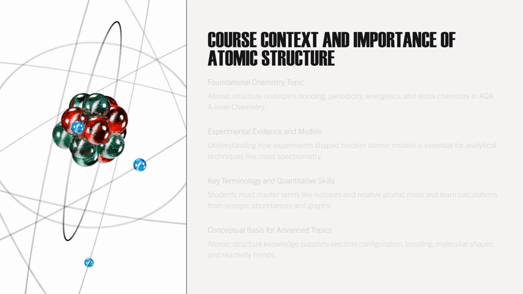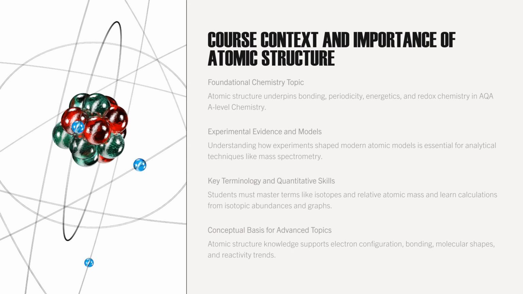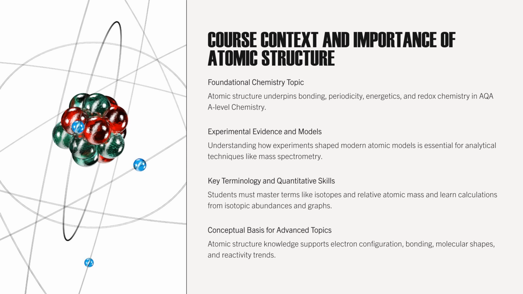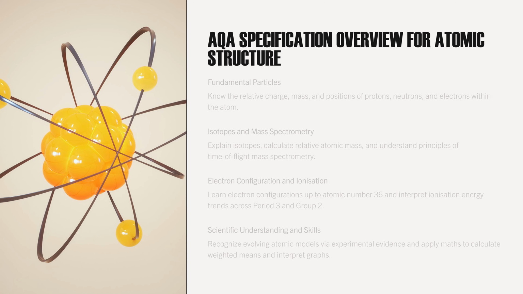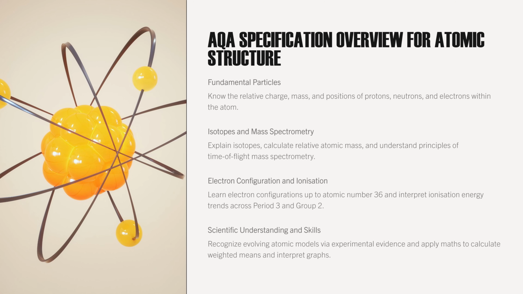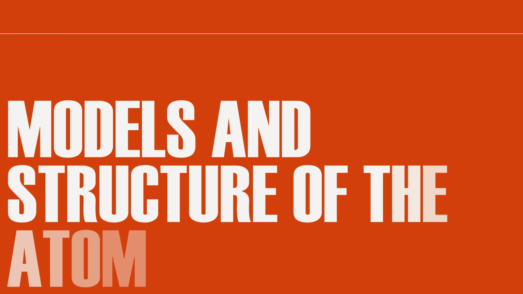Atomic structure is a foundational topic because it underpins nearly every other area of the specification, including bonding, periodicity, energetics, and redox chemistry. The chemical properties of elements are determined primarily by the arrangement of electrons around the nucleus, making an understanding of atomic structure essential for explaining trends across the periodic table. This section is divided into three main areas: fundamental particles, mass number, and isotopes, including mass spectrometry and electron configuration with ionization energies. Development of atomic theory over time, basic structure of the atom, fundamental subatomic particles.